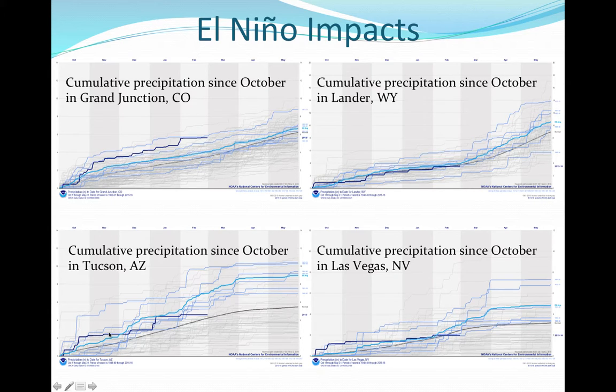Down south in Tucson, Arizona, you can see we're basically trending pretty close to that ENSO average, maybe a bit below now. Again, February, just dry. And over in Las Vegas, you can see we had a really great start to the water year. A lot of winter storms rolled through the area. But basically since November, December, things have been relatively calm over there.